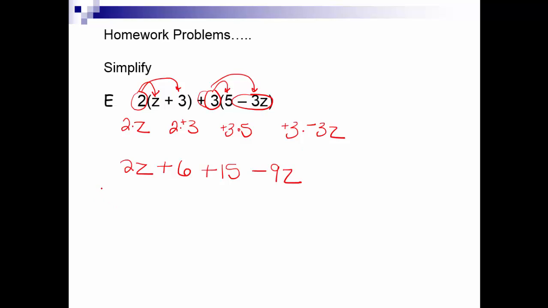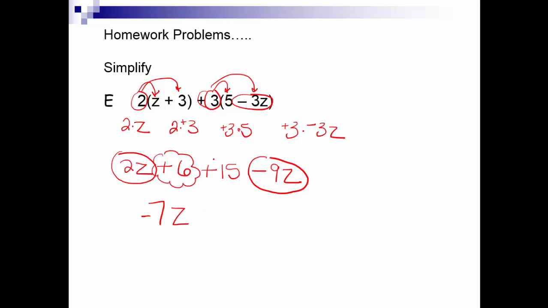At that point, I'll combine like terms once I've distributed through each set of parentheses. So I have 2z minus 9z, and you'll notice I circled the sign that goes with the number. Are those signs the same or are those signs different? Those signs are different. I'll find the difference. The difference between 9 and 2 is 7. What do I have more of? I have more negatives, so that gives me a negative 7z.